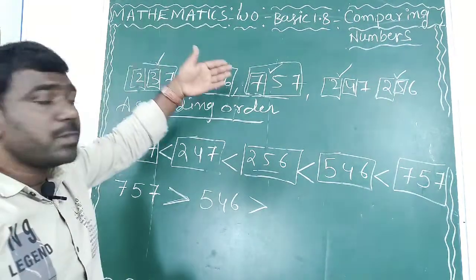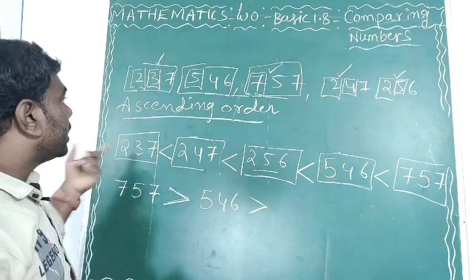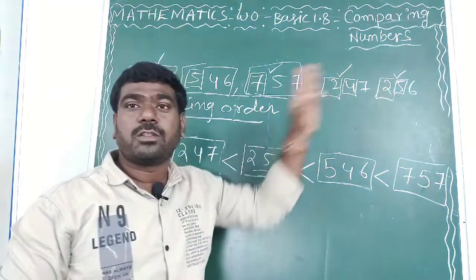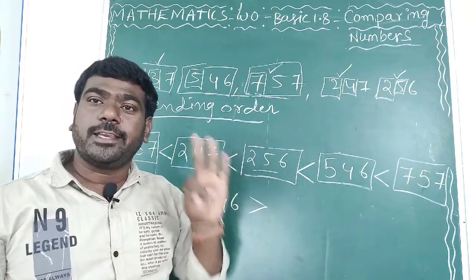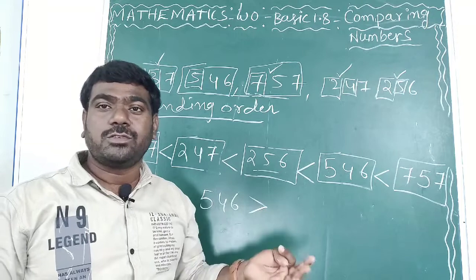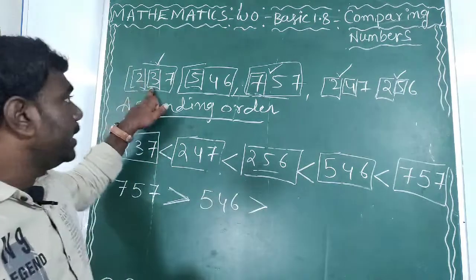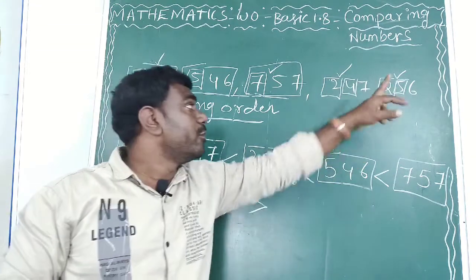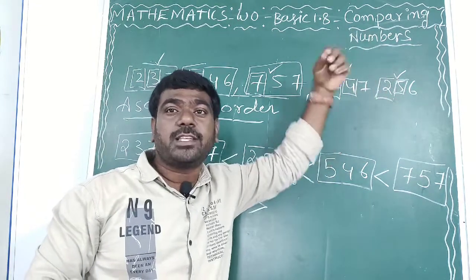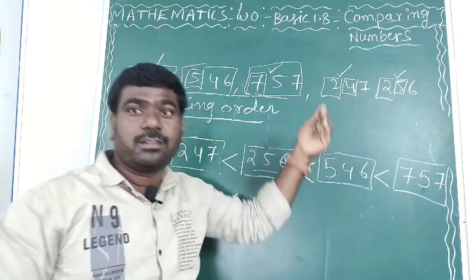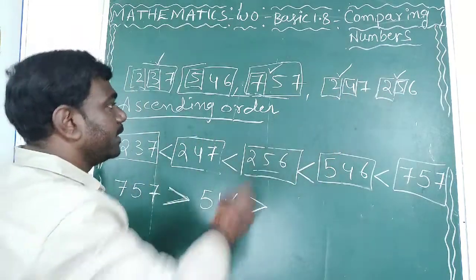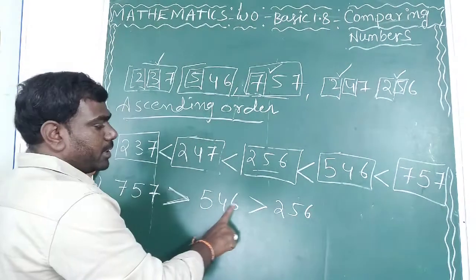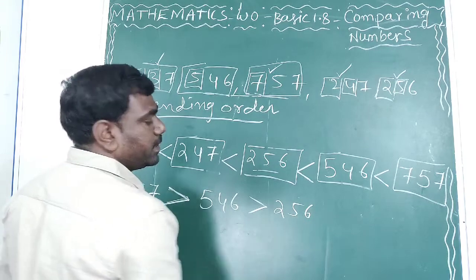Yes. Next number, what will it be? So the next number is what here? 2 here, 2 here, 2 here. The first place digits are the same. What should we do? Go to the next place digit. 3, 4, 5. In this, which digit is greater? 5 is the greater digit. Which digit is greater, that number we have to take out. That is 256. So 546 greater than 256.